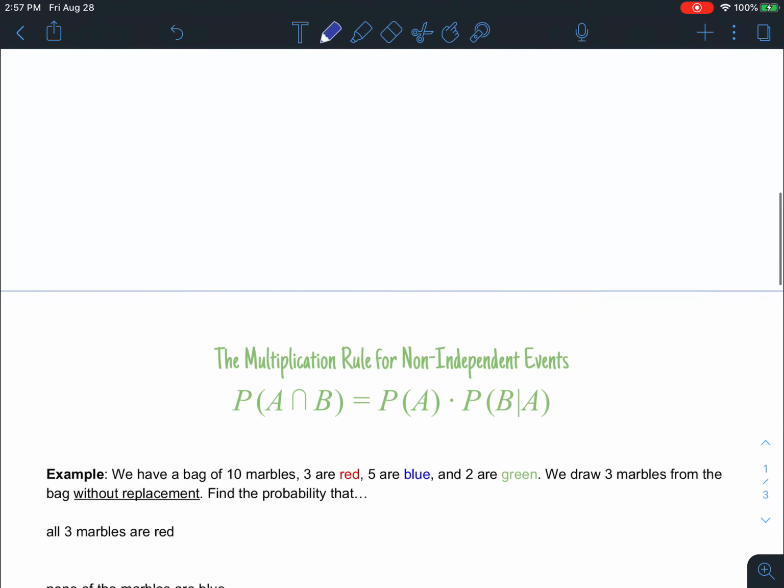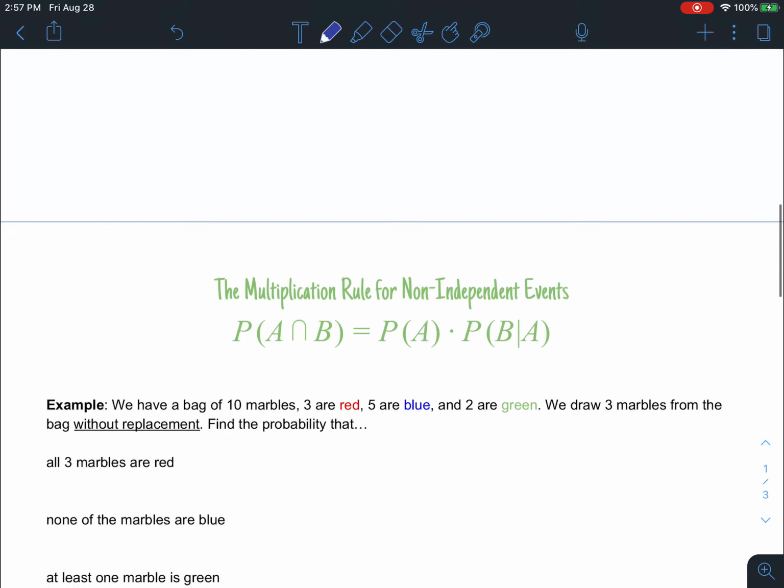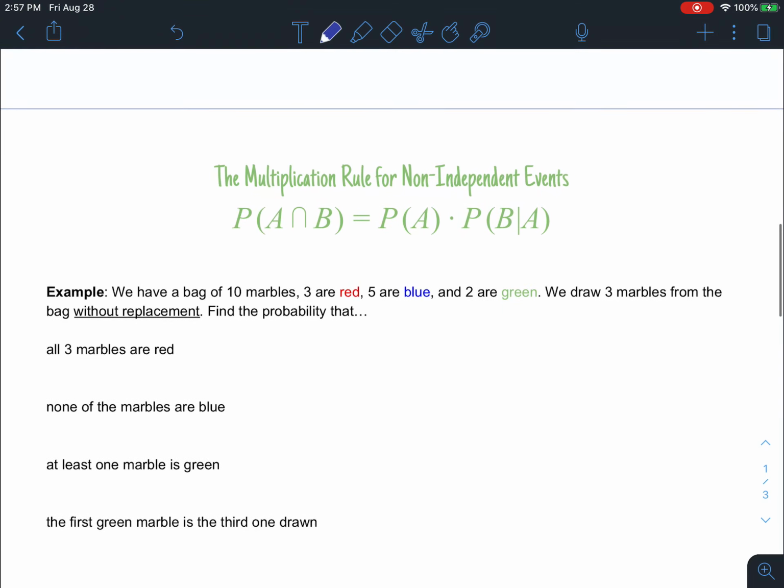Moving on to non-independent events. This is when one event happening affects the probability of the next thing happening. The formula looks crazy hard, but it's definitely not. I'm actually going to come back to the formula after I've done a quick example, okay? This example is kind of boring.